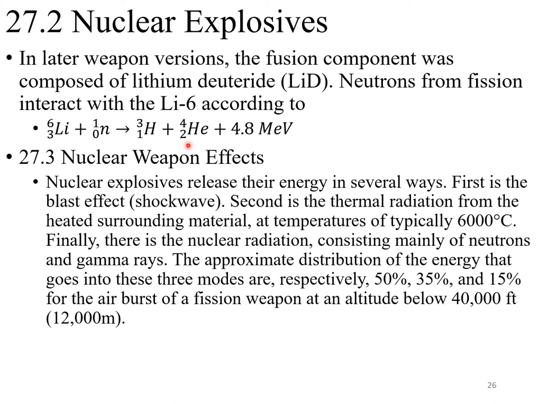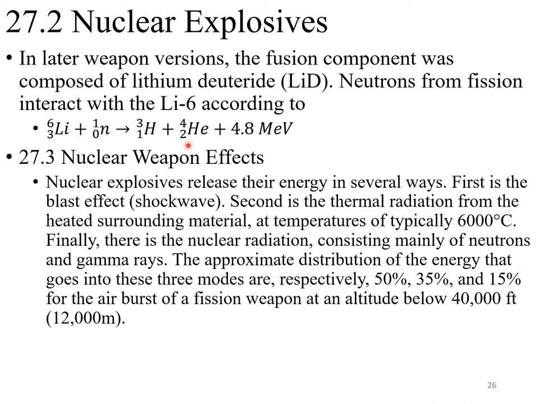Now we move to the next section to discuss the nuclear weapon effects. The nuclear explosive releases its energy in several ways. First is the blast effect, which is the shockwave. Second is the thermal radiation from the heated surrounding material at a temperature of typically 6,000 Celsius, a temperature similar to the surface of the sun. Finally, there is the nuclear radiation, consisting mainly of neutrons and gamma rays.